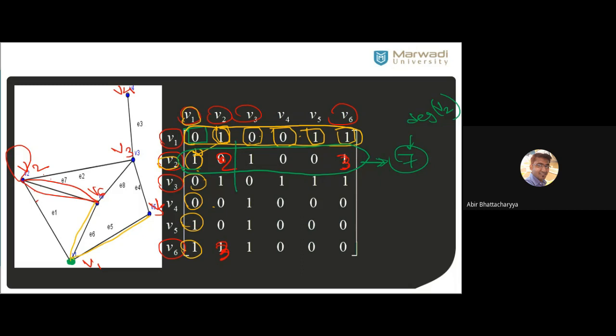Even here also, if you take the sum, it's 7, and it's the degree of V2. So taking the sum of any vertex, any row or any column, just do the sum of the elements. We'll get the degree of the vertex. Note it down.